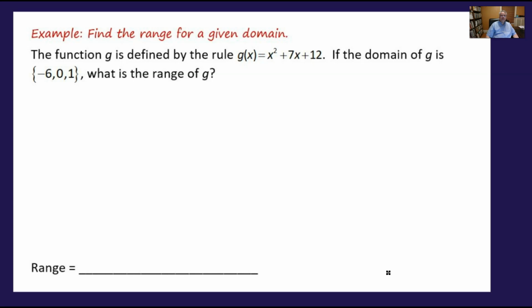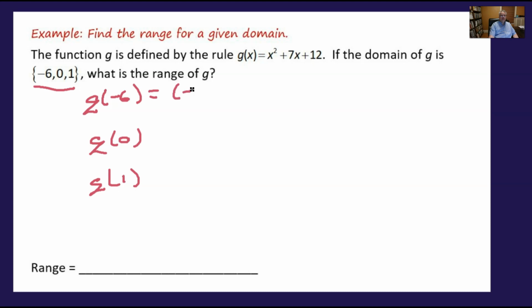All right, so here we have a function. It says if the domain of G is -6, 0, 1, that means those are the 3 inputs. What's the range of G? We just have to find the 3 outputs. So we have to find G of -6, G of 0, and G of 1.